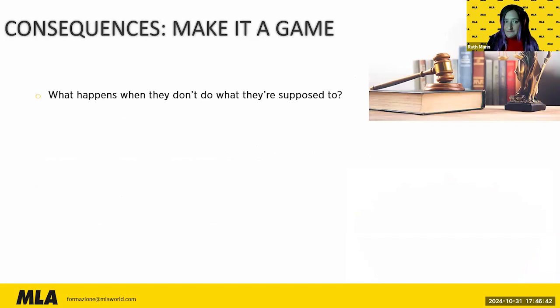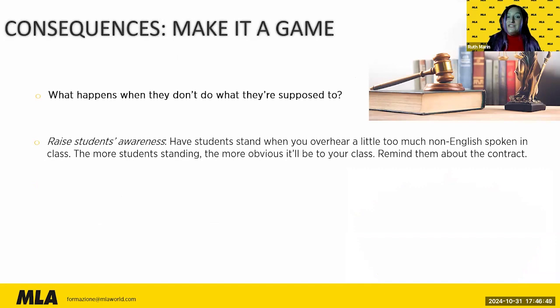Now, consequences. What happens when they don't do what they're supposed to? I think this is what I said earlier, to raise students' awareness, just ask them to stand up, and then you will see. And lose accumulative points for their team. If you have all year classes, you can accumulate points, and they do write the points in their notebooks, and they know how well their team is doing. I wouldn't keep the same team for the whole year, but maybe per term or per month.